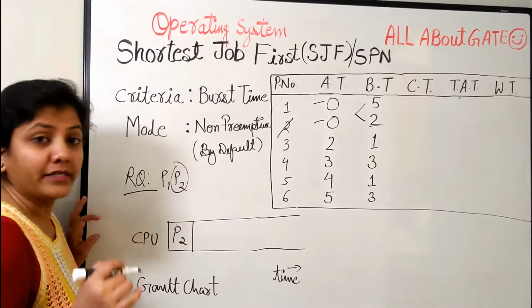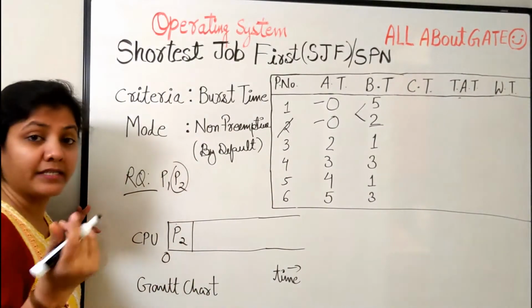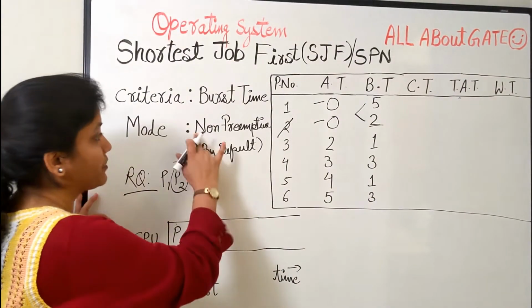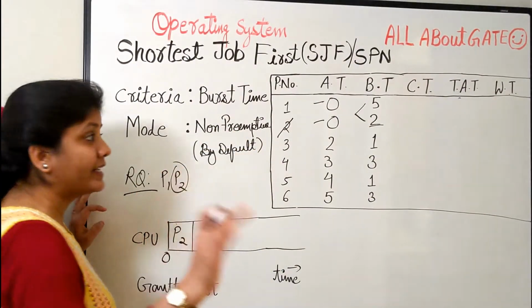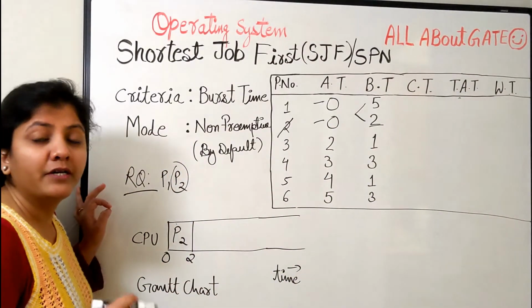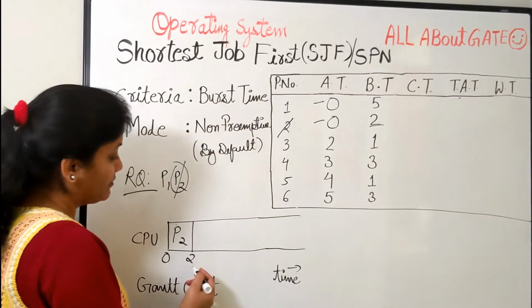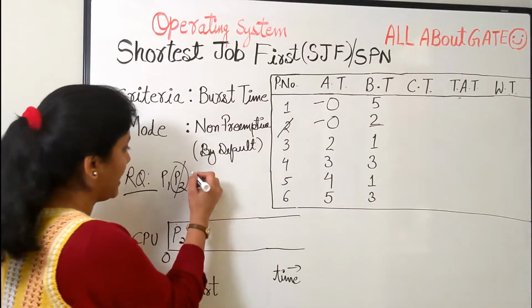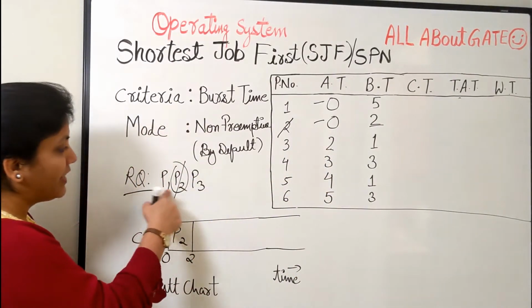We schedule it at time 0, and because it is non-preemptive, it will be scheduled for the complete length. What is the length? 2. So this finishes by time 2. Now by time 2, who else has come? Process 3 has come. So we have process 3 and process 1.